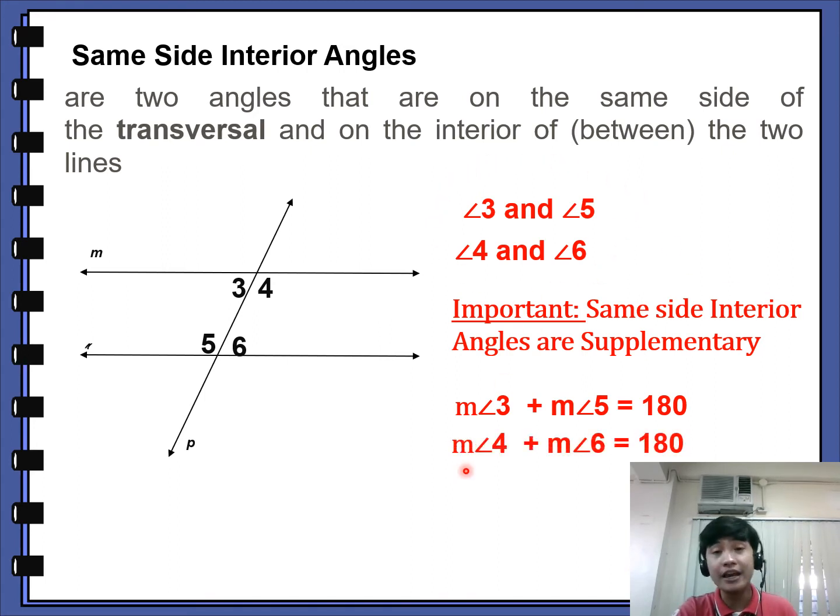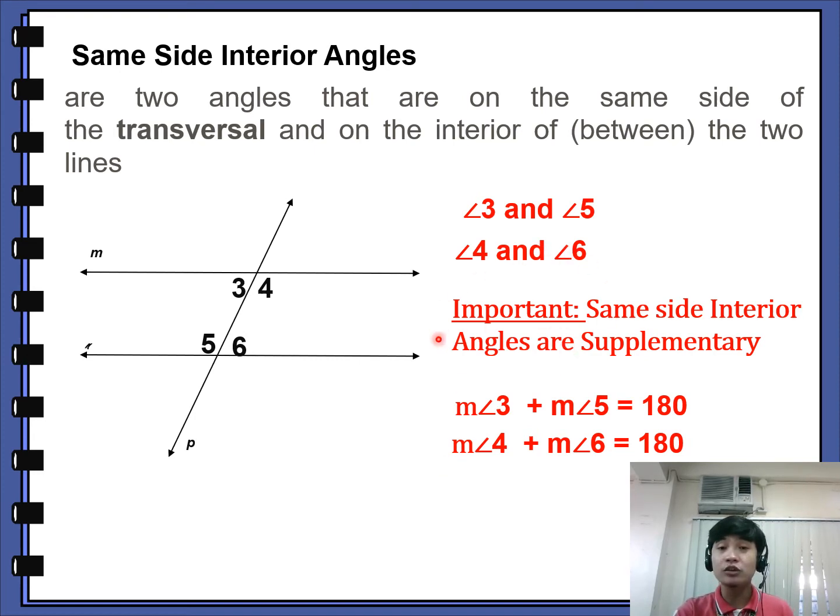And we can also say that the measurement of angle 4 plus the measurement of angle 6 is equal to 180. So again, same side interior angles. These are two interior angles lying on the same side of the transversal. And second, the property that we need to remember when dealing with same side interior angles is that these angles are supplementary. When we speak about supplementary angles, these are two angles whose sum is equal to 180.